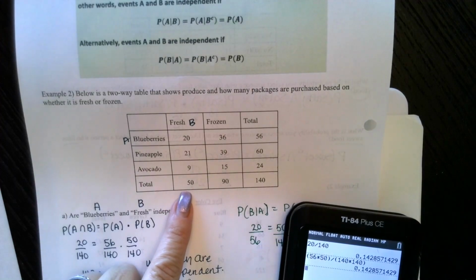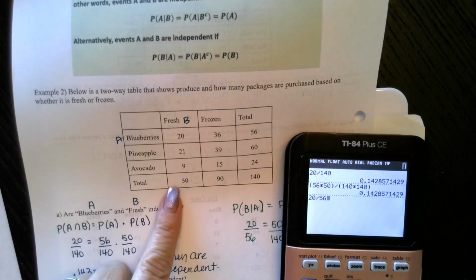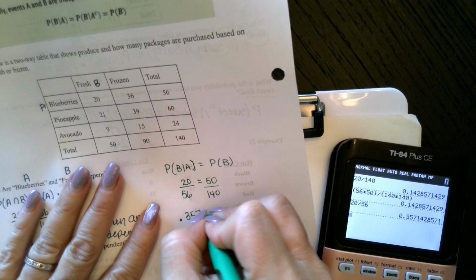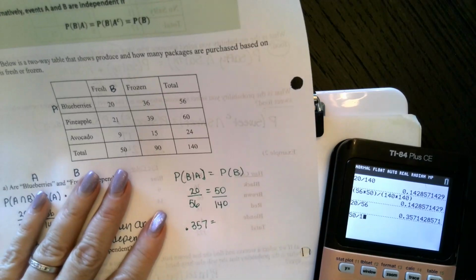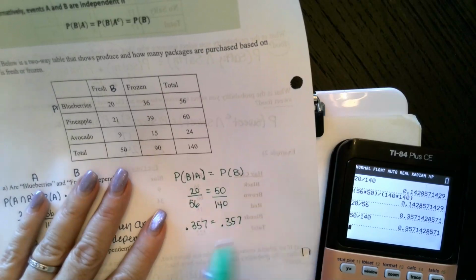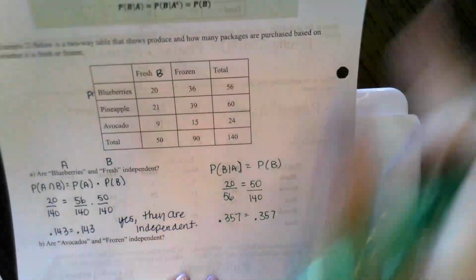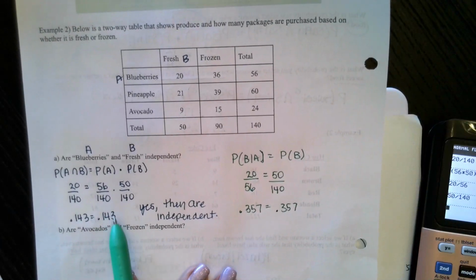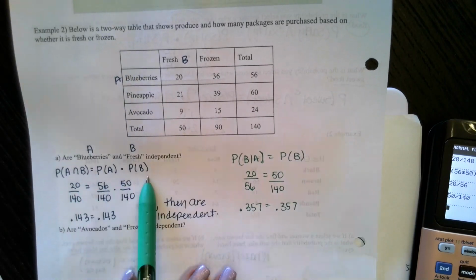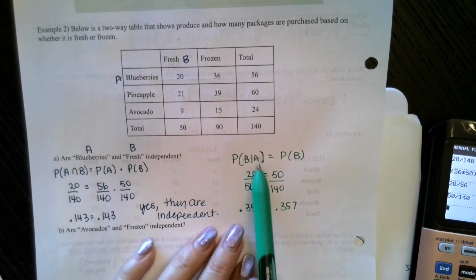So in my calculator, 20 divided by 56 is 0.357, and 50 divided by 140 is also 0.357. So I can look at this strictly by plugging it into the independence formula, and I see that it works, right? This was just my normal is-it-independent formula. This is showing independence. This has to be true.